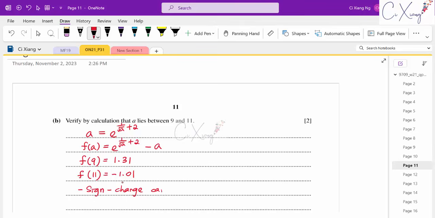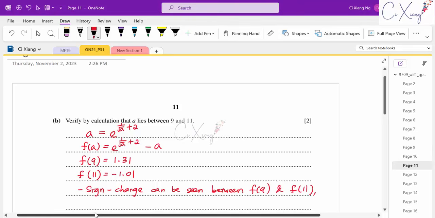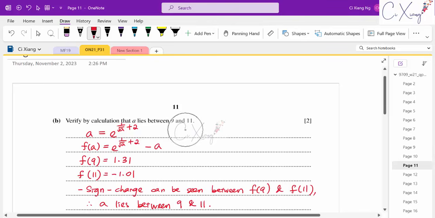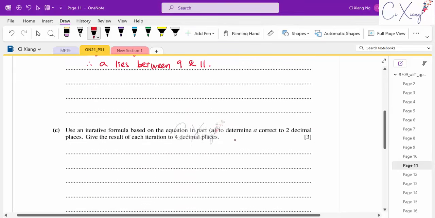So you can write a simple conclusion and reasoning: sign change can be seen between f(9) and f(11). Therefore A lies between 9 and 11. So for me, I'm using the sign change method to show that the value of A lies between 9 and 11. But of course, you need to make sure that you move all your variables to one side and make it a function f(x) or f(a) first. Then continue further for part number C.